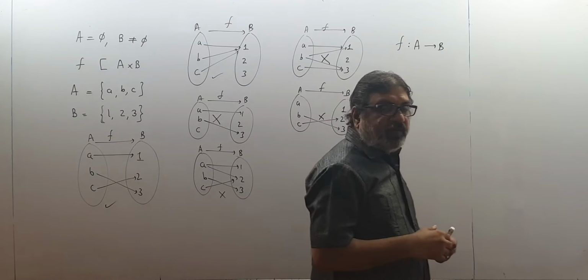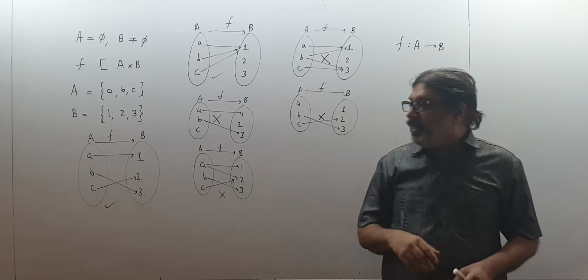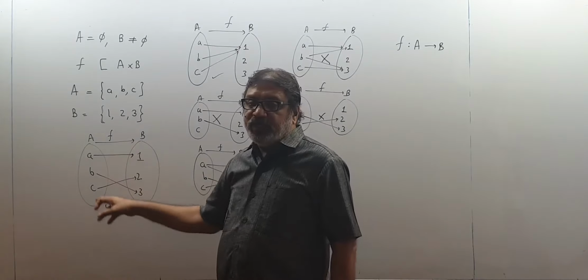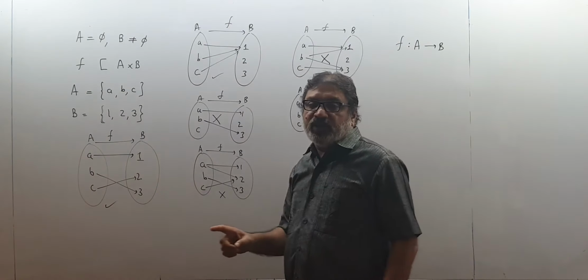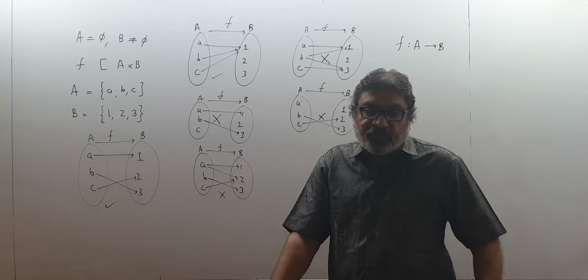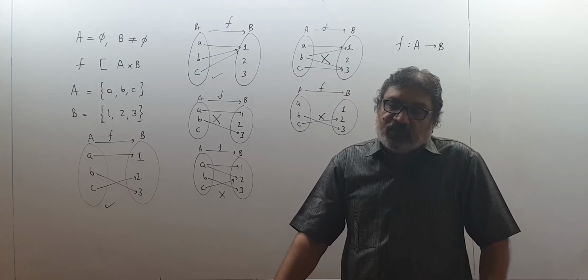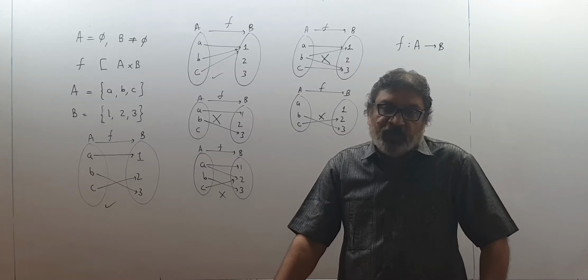So like this you have to identify by Venn diagram, or you have to think every element in the domain should correspond to a unique element in the codomain. If that happens, then it is a function, otherwise no, it is not a function.